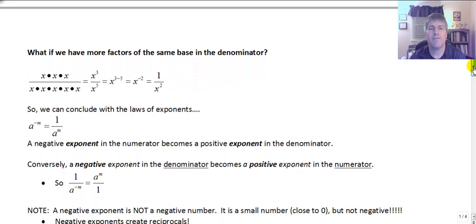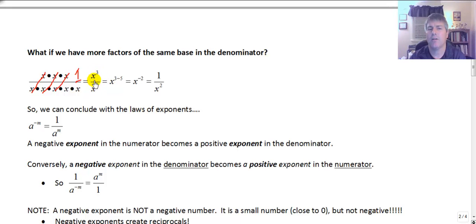Now, what if we have more factors of the same base in the denominator? So here, our factors in the denominator exceed our number of factors of x in the numerator. We have x cubed over x to the 5th. Once again, we could cancel at least the 3 terms on top, leaving us with 1 over x squared. So we've got our 1 over x squared.